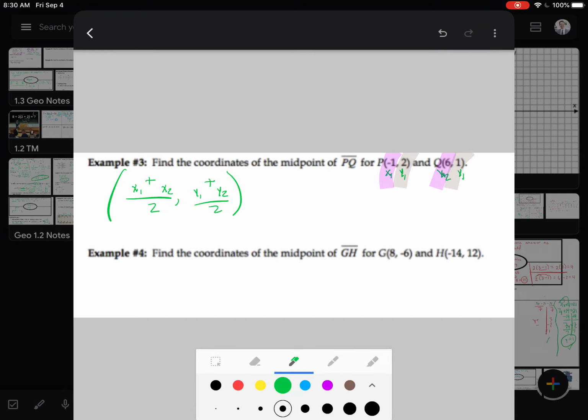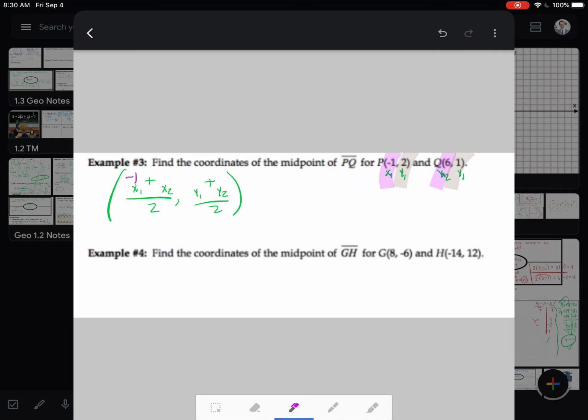All right, so let's write this in. Let's be careful about how we do this. So x1 is -1, x2 is 6, y1 is 2, y2 is 1. Okay, so now we can go through and calculate. So we would get 5/2 and then 3/2. Both improper fractions, they won't cleanly divide. So I'm okay with you leaving them as improper fractions. If you wanted to leave this as 2.5, 1.5, that's okay as well.